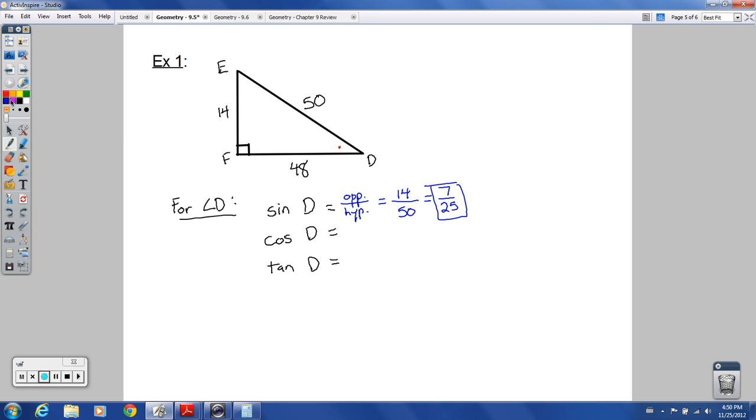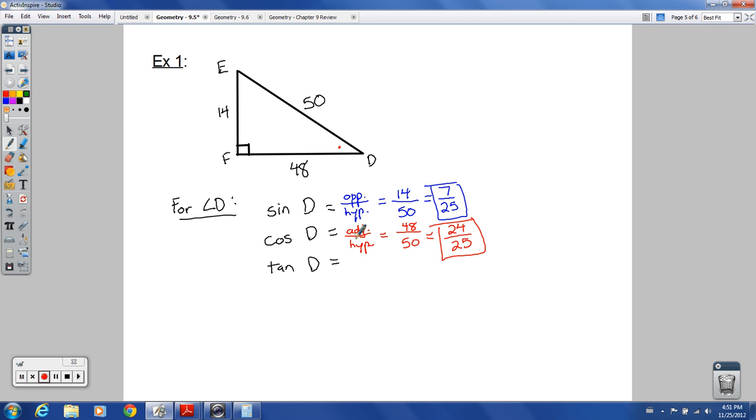So we were using red for cosine, so I'll do that in red here. This is adjacent over hypotenuse. And what's adjacent to angle D? Well, the hypotenuse is always across from the right angle, so that's still going to be 50, but what's adjacent to it is the one that's right next to it. So it's this one right here. It's one of the sides that actually makes up angle D. So this would be 48 over 50, which can be reduced to 24 over 25. But again, you don't have to color code these parts. I'm just doing that for the sake of clarity here.